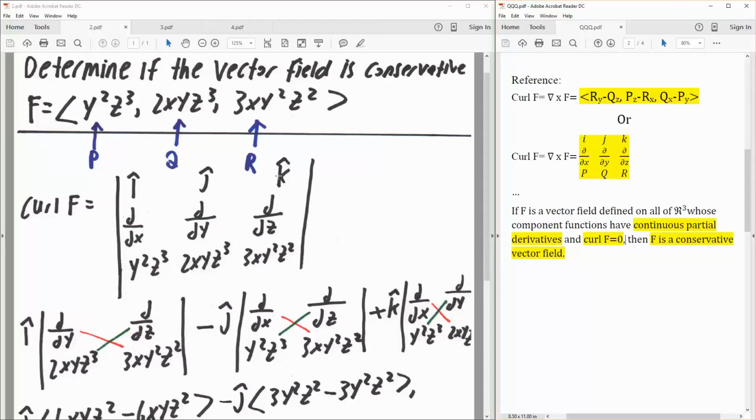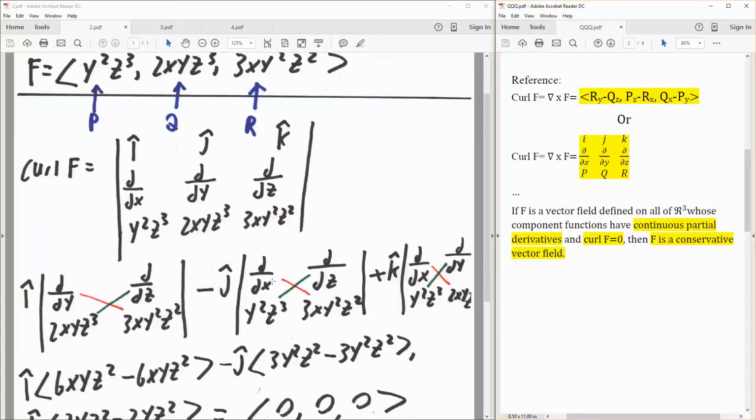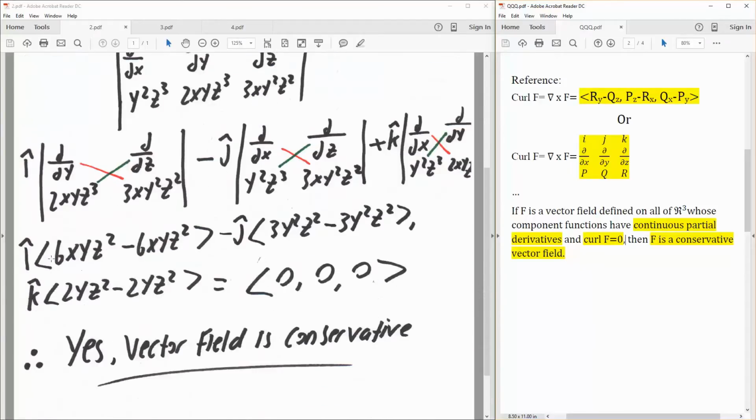And then we do k. For k, if you go diagonally to the right, we have no elements, so we go left and draw a box this way. So partial derivative in terms of x, then y squared z cubed, then partial derivative in terms of y, then we have 2xy z cubed. Okay, so now we're simply doing a 2x2 determinant.